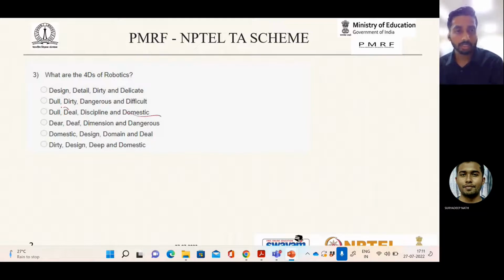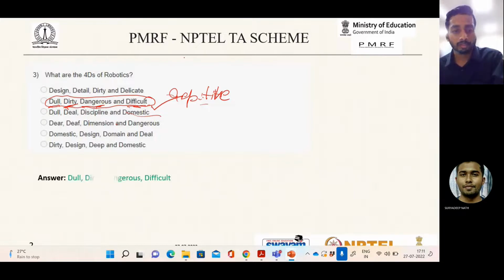That is the second option. We want a robot to do dull work, which means repetitive work, or work which is dirty, dangerous, and difficult. We want machines to do these types of work and avoid as much human interaction as possible for them. So the correct answer is dull, dirty, dangerous, and difficult. These are the 4 Ds of robotics, or the 4 major requirements for a robot.